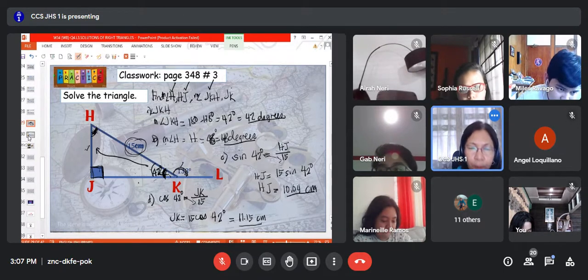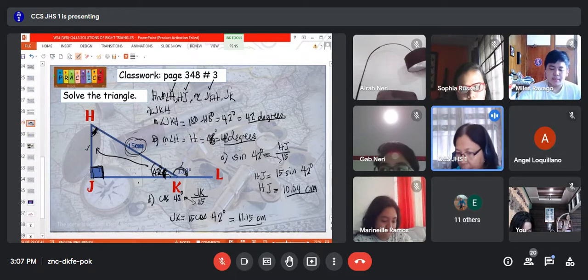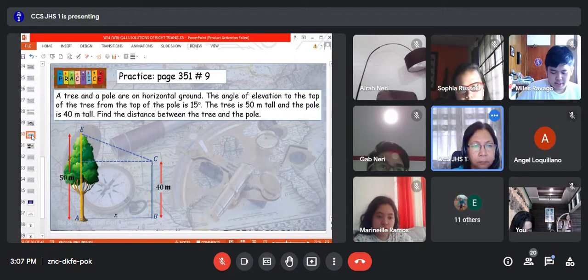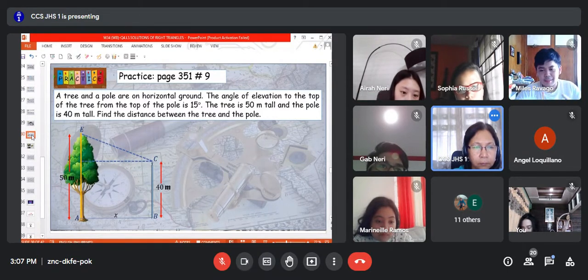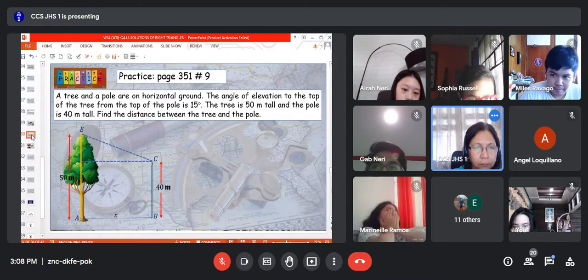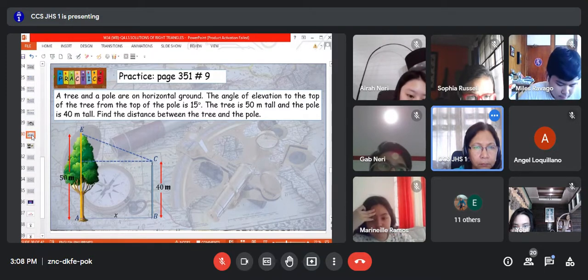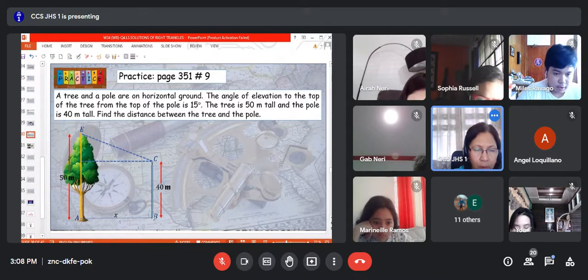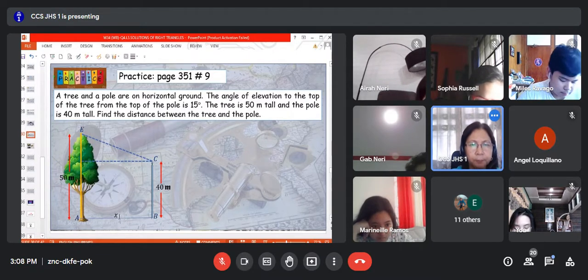Now let's have a word problem before we'll have our quiz. We still have 8 minutes. Okay, this one. Find the distance between the tree and the pole. That is your x.